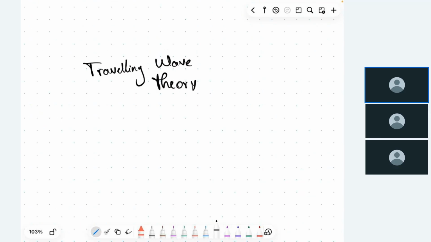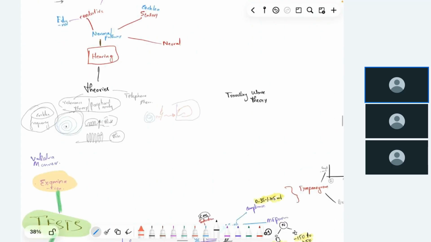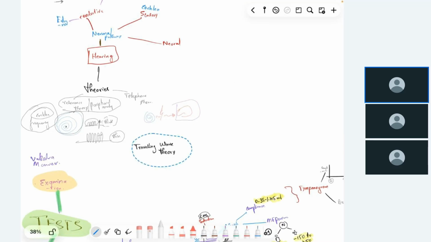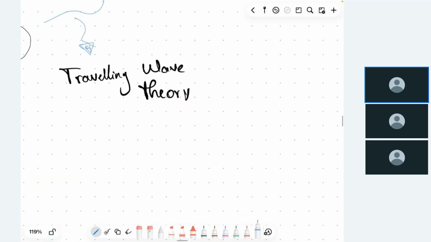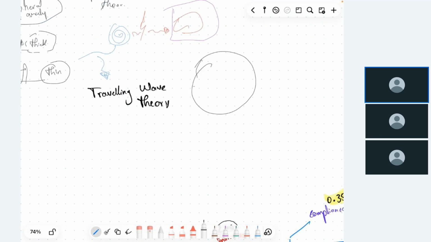So, what traveling wave theory is telling, you can think of as the perfect partial combination of these two. How will I explain? The traveling wave theory tells us that in the inner ear we have the basilar membrane, the tectorial membrane, the hair cells, and all. So when the sound impulse comes, there is movement of this basilar membrane. There is sinusoidal movement.